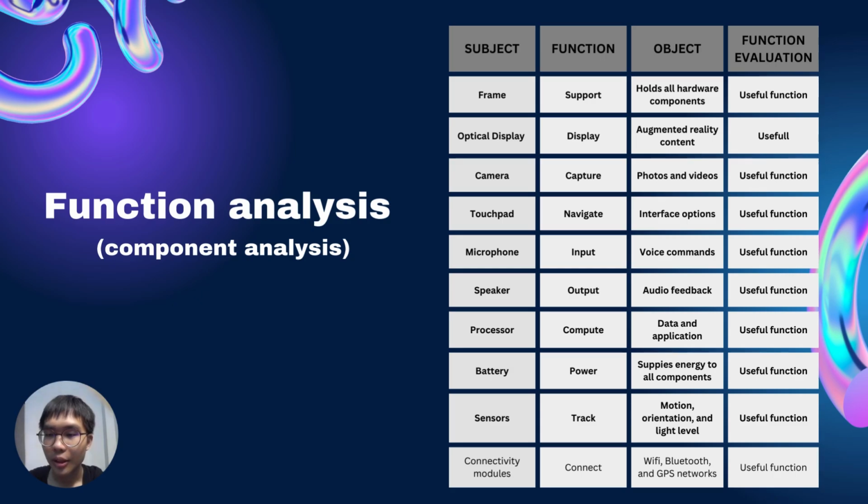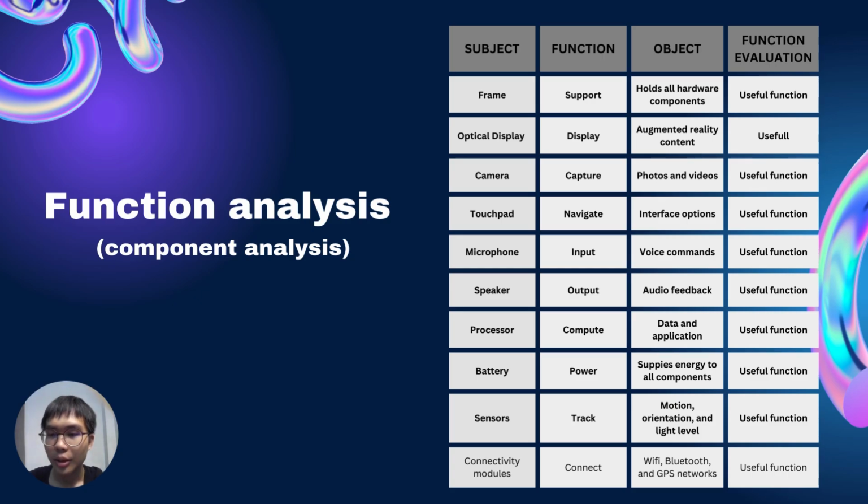For the component analysis of Google Lens, there are many components that can be found. First, the frame of Google Lens provides a support function, which is holding hardware components. Second, the optical display provides a display function, which is displaying augmented related content. Third, the camera is used to take photos and record video. The touchpad allows the user to navigate and operate the system.